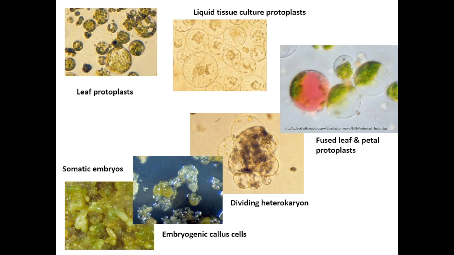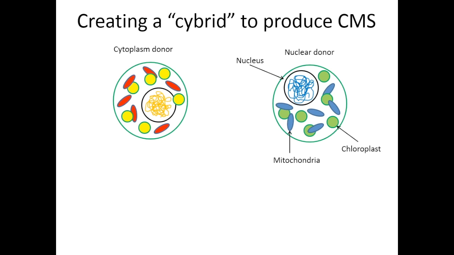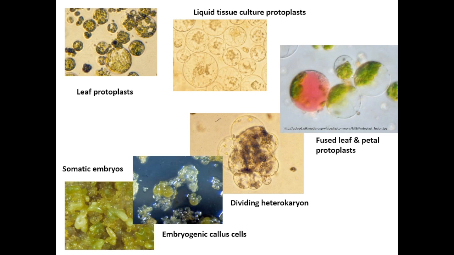protoplasts and then regeneration of the cells at various stages. These are leaf protoplasts. You can see the chloroplasts in there very easily. You don't see the mitochondria. They're very small, and particularly under a light microscope, they're very difficult to see. These are what would be called suspension culture protoplasts. You take callus tissue and you grow it in a liquid suspension culture. They're generally not green, so the plastids are there, but you don't find fully developed chloroplasts, so there's no green color.